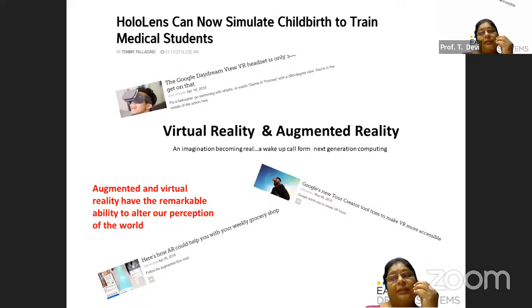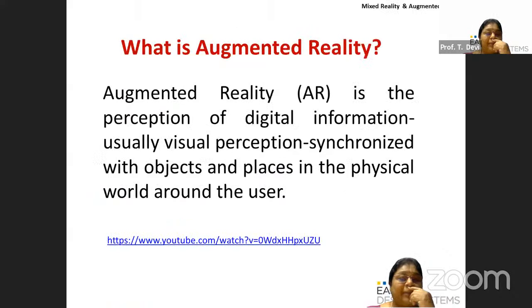new. If you make them experience it, if you take them to that world through either gamification or through extended reality systems, then it will be easier to understand. So augmented reality is changing the world nowadays. It is digital information, usually visual perception, synchronized with objects and places in the physical world around the user.